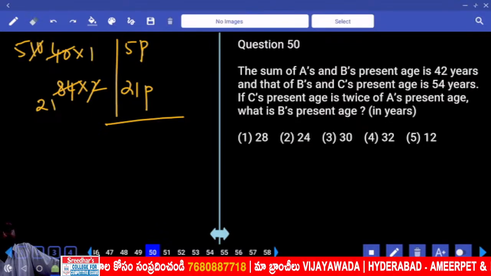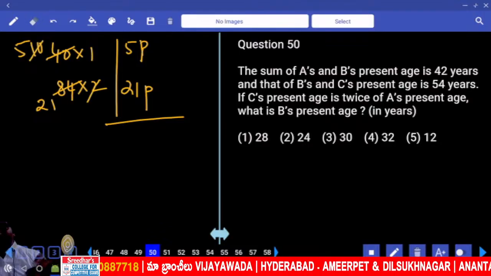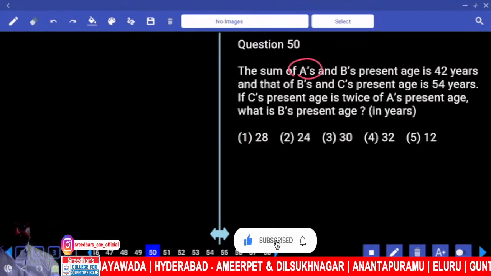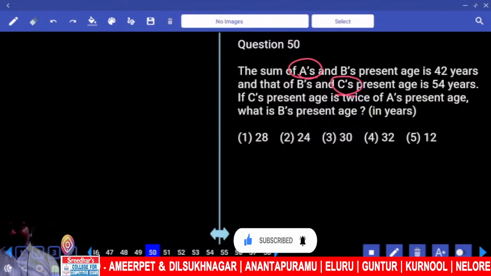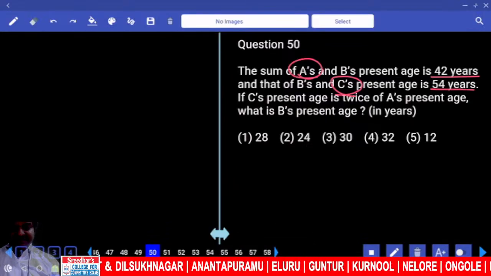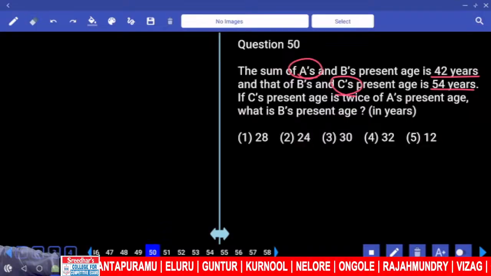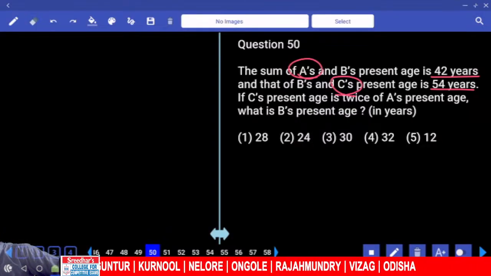Sum of A and B percentages is 42 and that of B and C percentages is 54. Who is common? B is common. Leaving B, we have A in the first equation, C in the second equation. Whatever is the difference in the sums of their ages is because of A and C only. With A is it more or with C is it more? With C it is more.